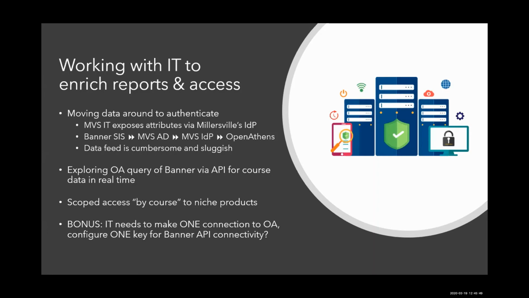So one of the things we're trying to do is to use OpenAthens to query Banner, our student information system, directly through an API for things that we know that the university will not release into AD, such as course time or course information in real time. Because what we're trying to do is think about providing access to specific resources by course, but we don't want to flow all that by course information through the directory structures. And we want to do it a little bit more efficiently.